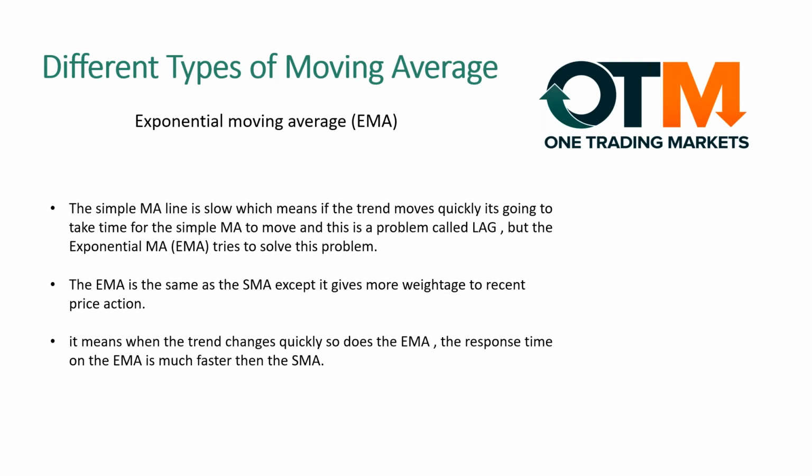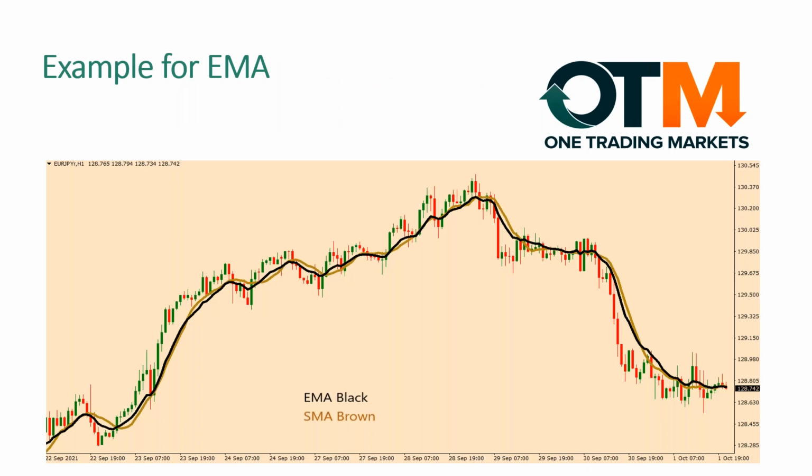And this is where the EMA comes to help us. It basically tries to solve that lag problem by creating a moving average that moves quicker than the simple moving average. It's basically the same principle as the simple moving average. It just gives more weightage to the recent price action. So if the market goes up really rapidly, we see the EMA moving faster than the simple moving average. So let us look at an example here.